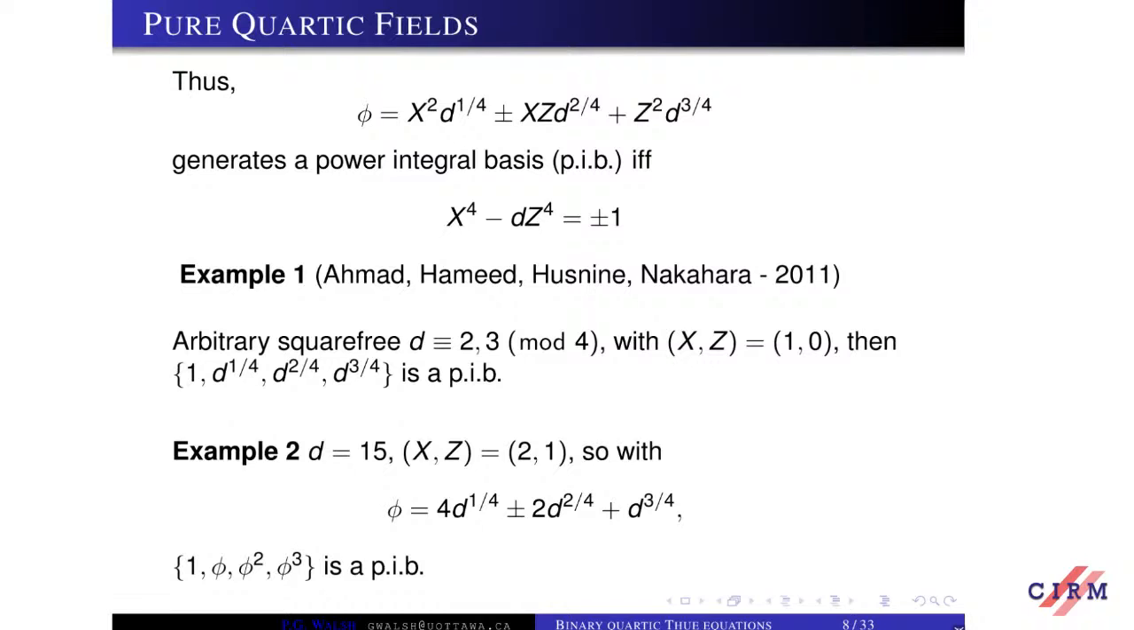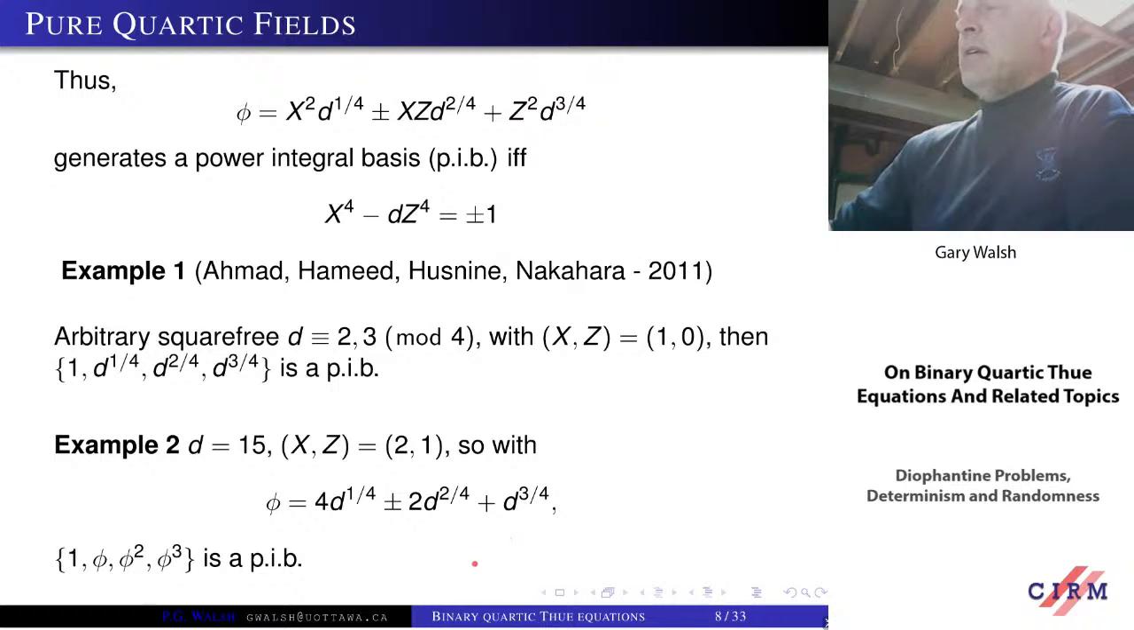For example, if we look at d equals 15, we go to our quartic equation right here, and we see that there's a solution with x equal to 2 and z equal to 1. And so we can just write down a generator of a power integral basis using the values x and z. So there it is. It becomes a very simple process to find these non-trivial generators of power integral bases using the lemma of Gaál, Pethő, and Pohst for this family of fields.